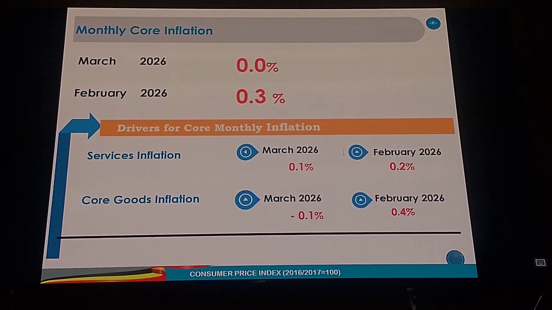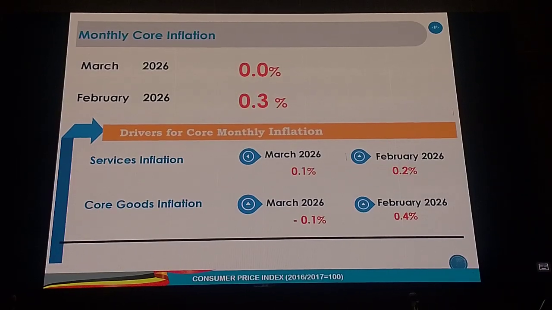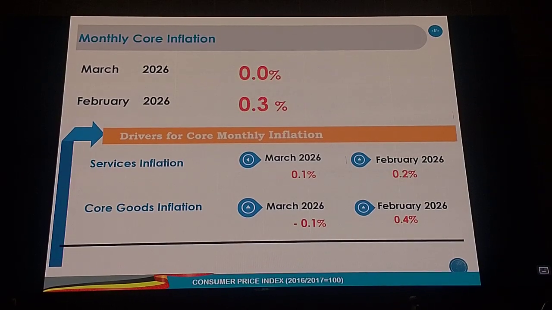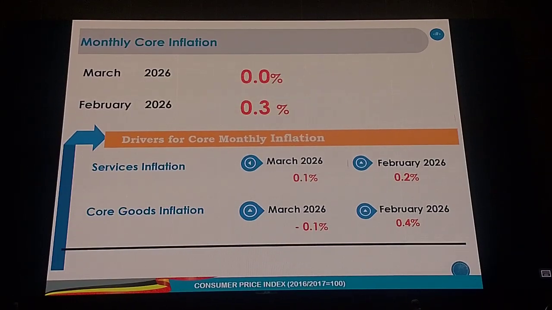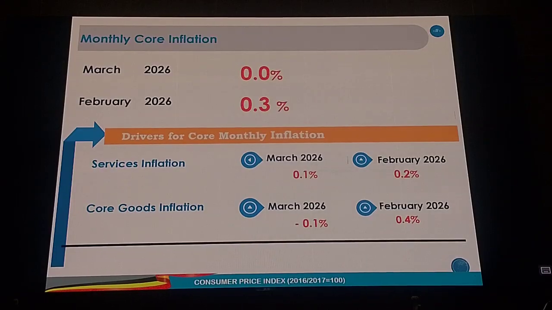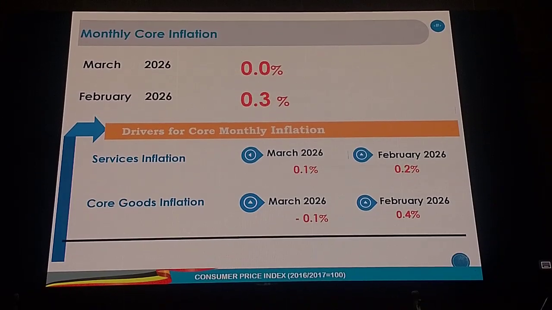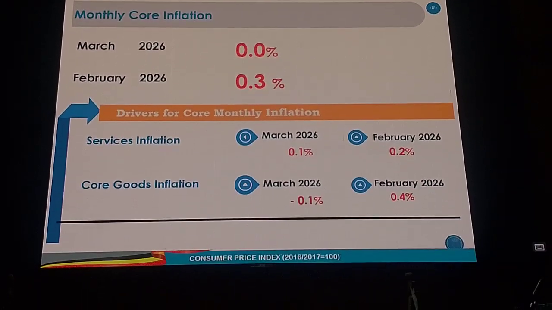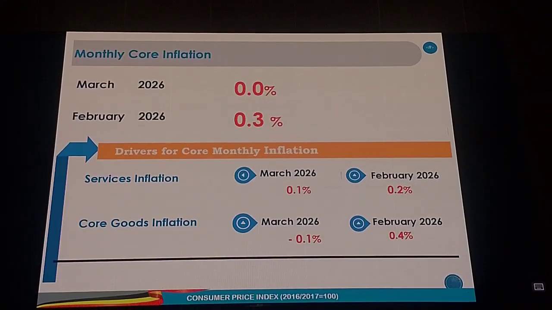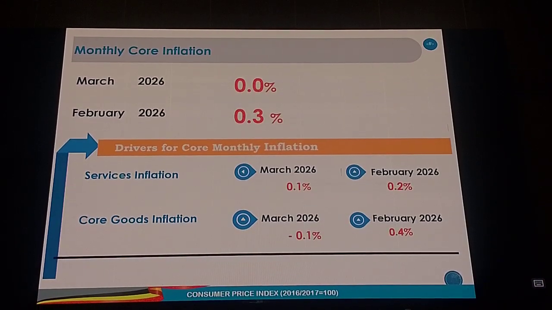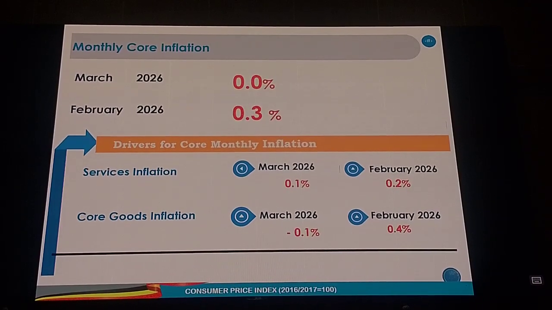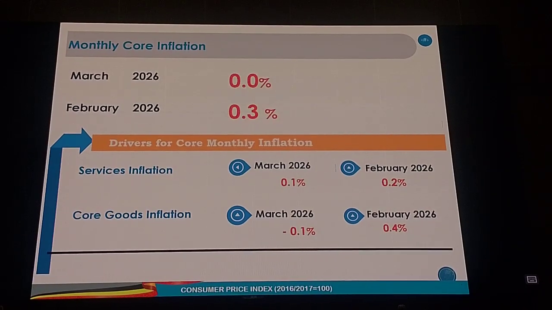inflation was recorded at 0.0 in this month of March 2026 compared to the 0.3% that was recorded in February 2026. So these drivers, remember in core we have both services and some goods which we call the core goods. So for the services, they increased by 0.1% compared to the earlier increase of 0.2%. When it comes to core goods inflation, the goods dropped by 0.1% compared to the 0.4% that we recorded in February 2026. That's why we see a zero.